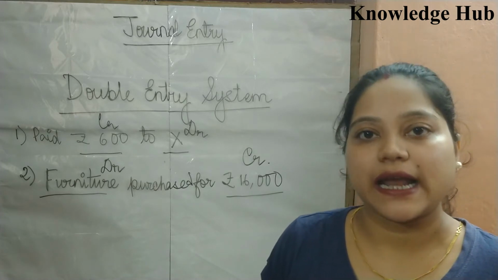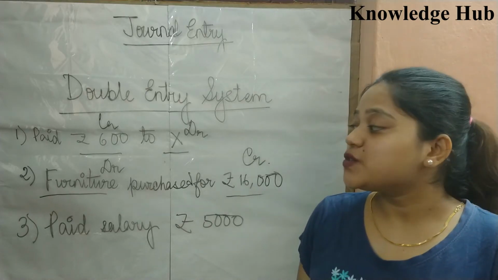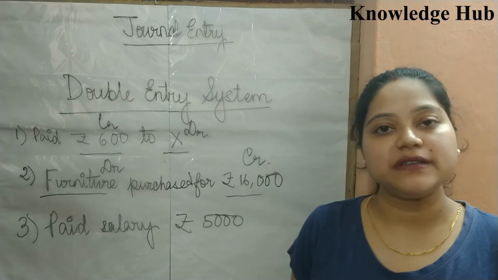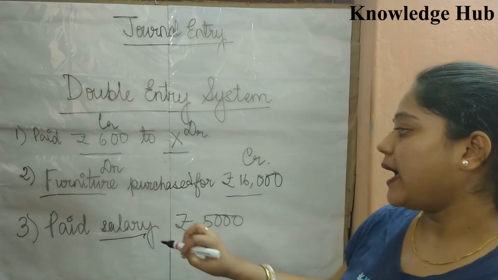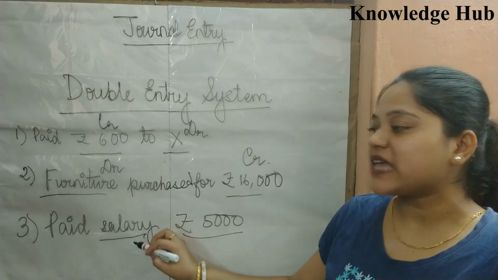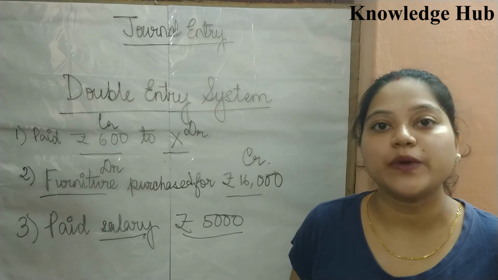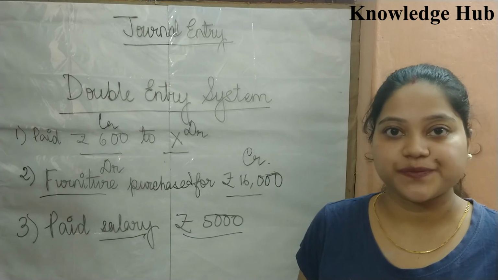Now let us take another example. Paid salary rupees 5,000. So from the transaction, we can identify the accounts that it is affecting. One is the salary and the other is the amount of money. So these are the two accounts. Salary is an expense, so it becomes your nominal account. And cash is a real account.